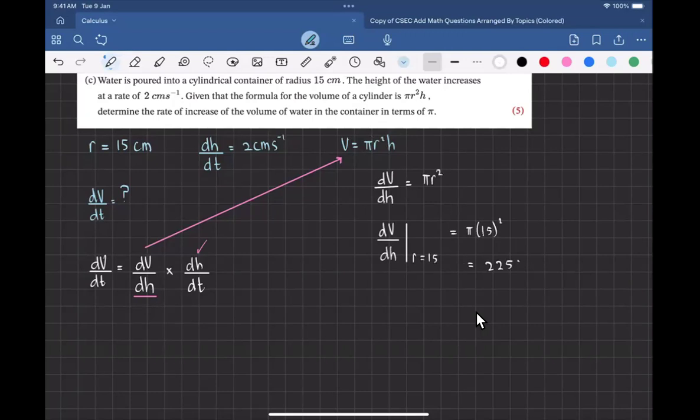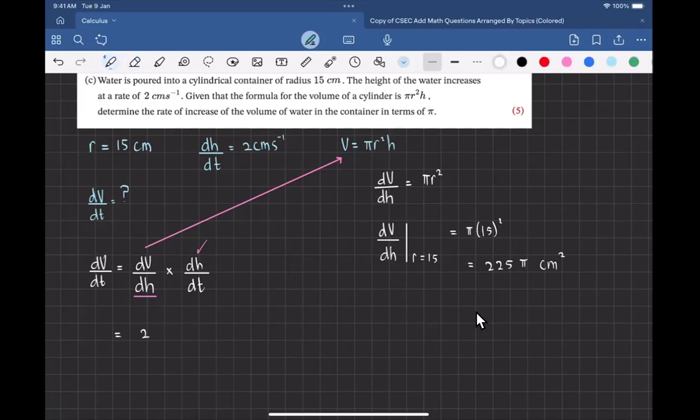And we need to keep in mind the units. So Aliyah, it's volume over height. Volume is measured in centimeters cubed and height is measured in centimeters. So if you have centimeter cubed divided by centimeter, what would you remain with? Centimeter squared. All right, so the units there are centimeter squared.